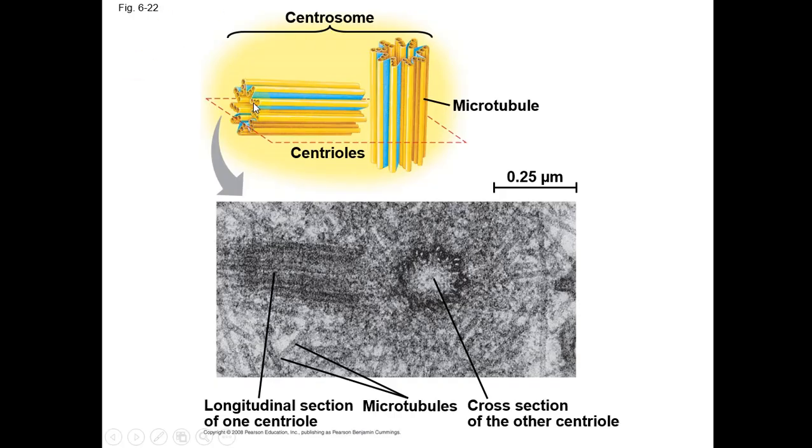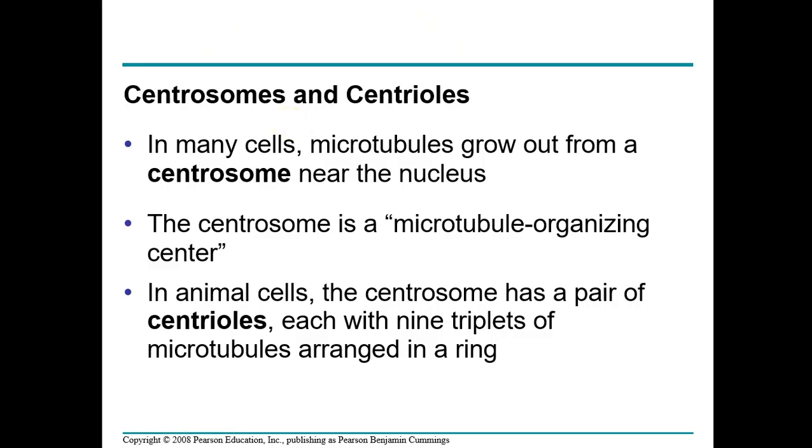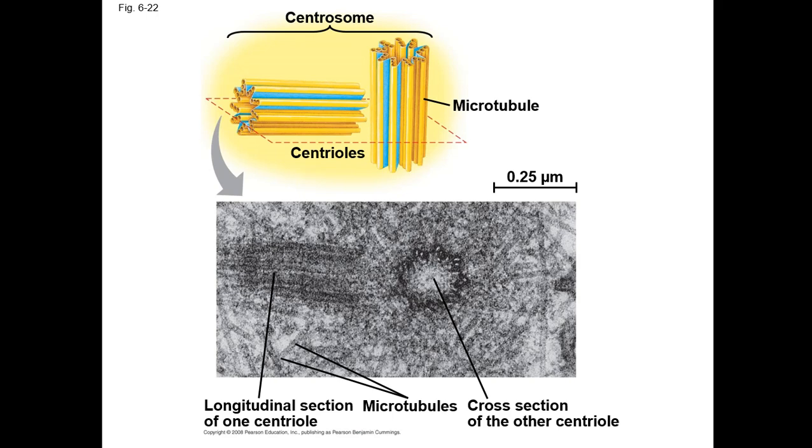So kung makikita nyo, if you're going to count the triplets, 1, 2, 3, 4, 5, 6, 7, 8, 9. So it's made up of 9 triplets of microtubules arranged in a ring. So parang ganito siya. Okay, so yan. So this is the longitudinal microtubules. Okay, so yan. Centrosomes, centrioles, and microtubules are very important in cell division.